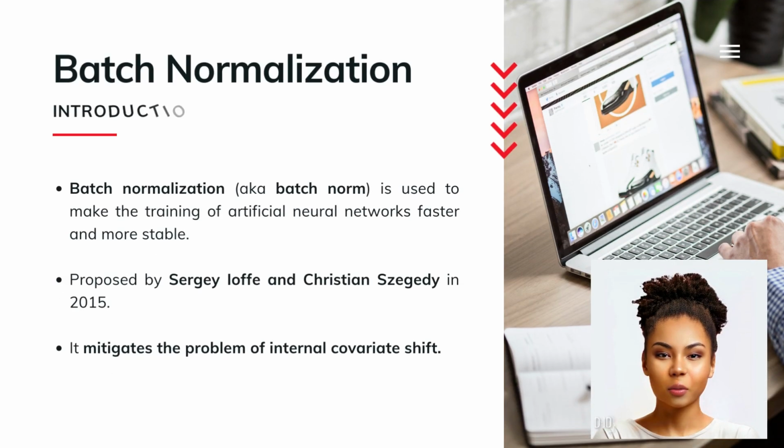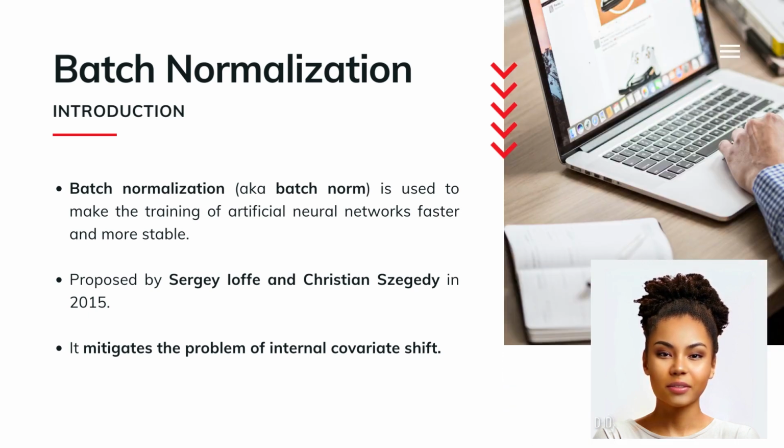Batch normalization was introduced to the world of machine learning in 2015 by Sergey Ioffe and Christian Szegedy. Its primary aim is to address the challenge known as internal covariate shift, which can hinder the training process. Let's explore how batch norm tackles this issue and transforms the way we train neural networks.